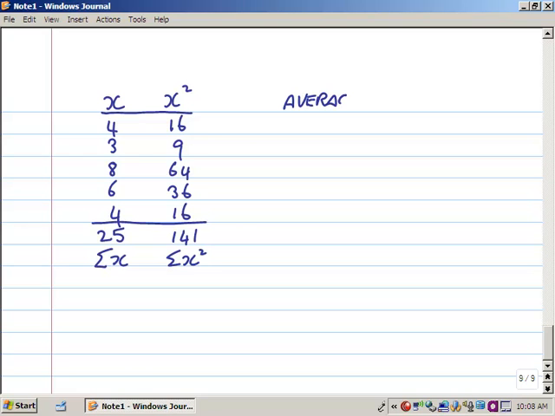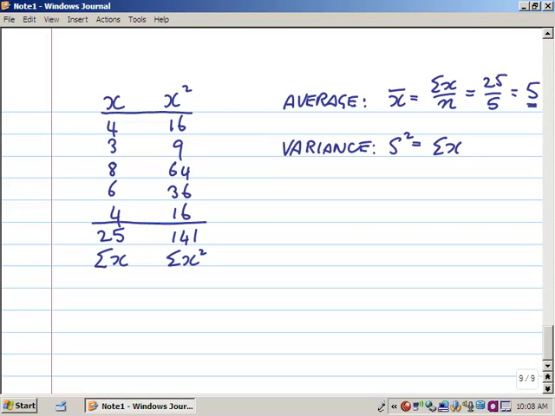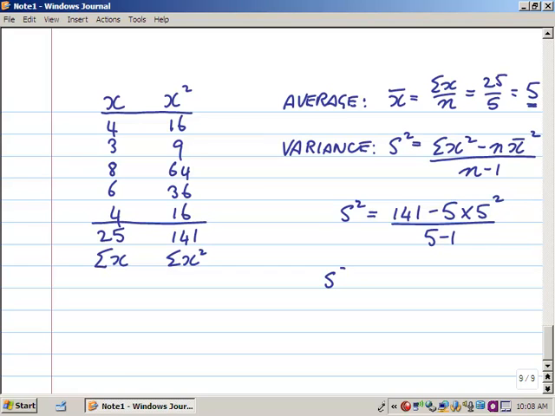Alright, so first, the average. X bar is sigma x divided by n. It's 25 divided by the number of data points, we have 5 data points. And so the average is 5. The variance, s squared, sigma x squared minus n times x bar squared divided by n minus 1. Sigma x squared is 141 minus n, 5, times x bar, which is also 5 squared, divided by n minus 1. It's 5 minus 1. S squared is equal to exactly 4.